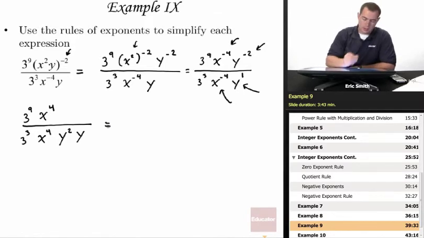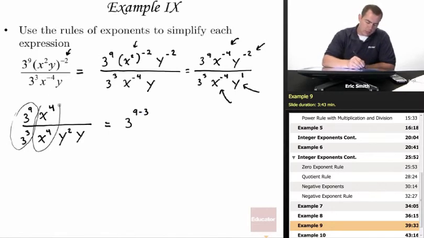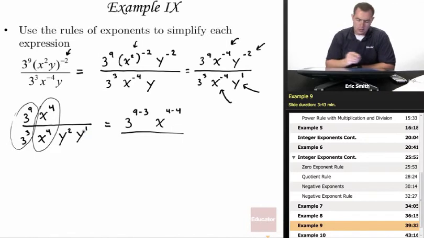All right, continuing on, let's see what else we can do. These 3's out here, they have exactly the same base. So I can subtract their exponents, 9 minus 3. And I can do the exact same thing with these x's. Subtract their exponents. Let's see, what should I do with those y's on the bottom? Well, they have the same base, so I will add those exponents together. Good way to start crunching things down.